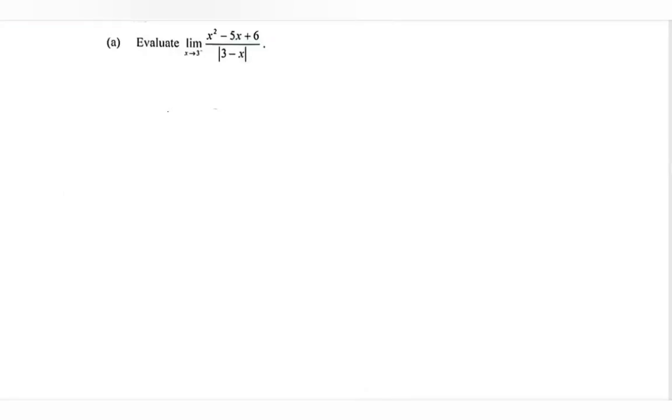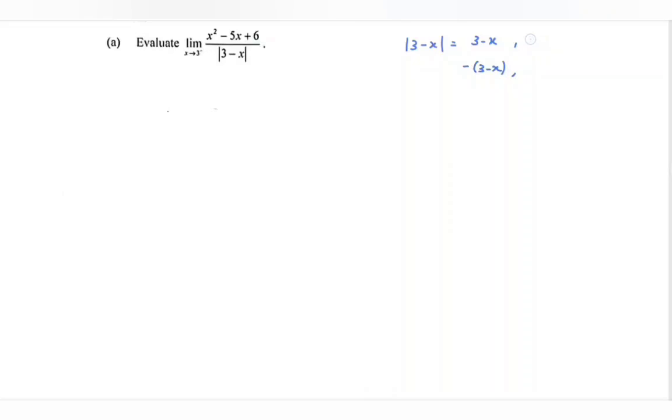Hello everyone, in this video I'm going to discuss the example for limits and continuity. Kindly refer to the question, evaluate the situation where we have a limit when x approaching 3 from the left for the function x squared minus 5x plus 6 over the modulus 3 minus x. So my advice is to focus on the modulus, where we have to define 3 minus x, where we have the positive 3 minus x, and we have the negative bracket 3 minus x.